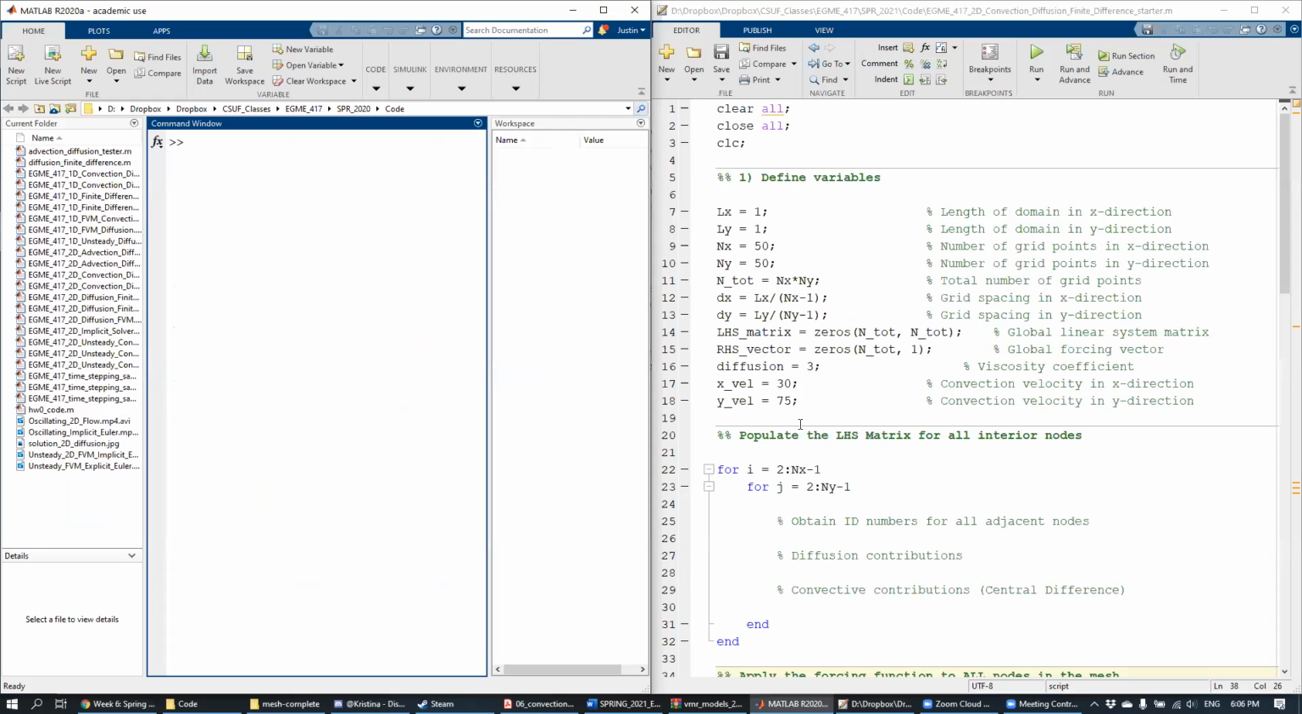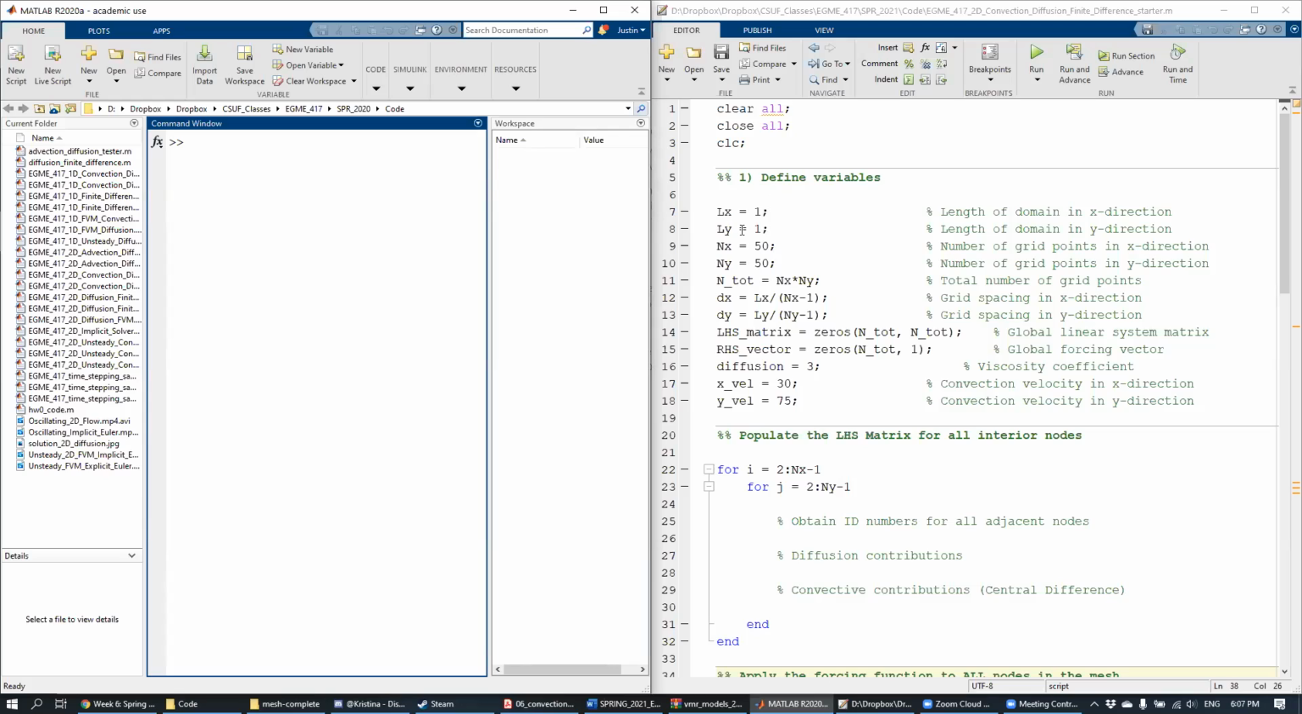When you open up the script, you're greeted by this first section. Remember, we always start with our variables. Just like we always do, we define the length of our domain in the x direction, then the length of the domain in the y direction. Both of those are set to 1. Then we define the number of nodes in the x direction and in the y direction. We set both of these equal to 50, so we have a 50 by 50 grid.